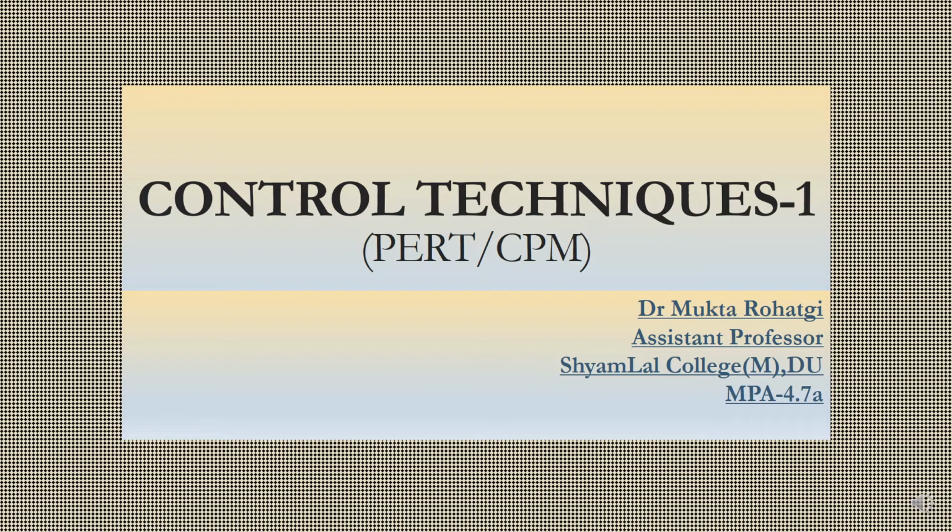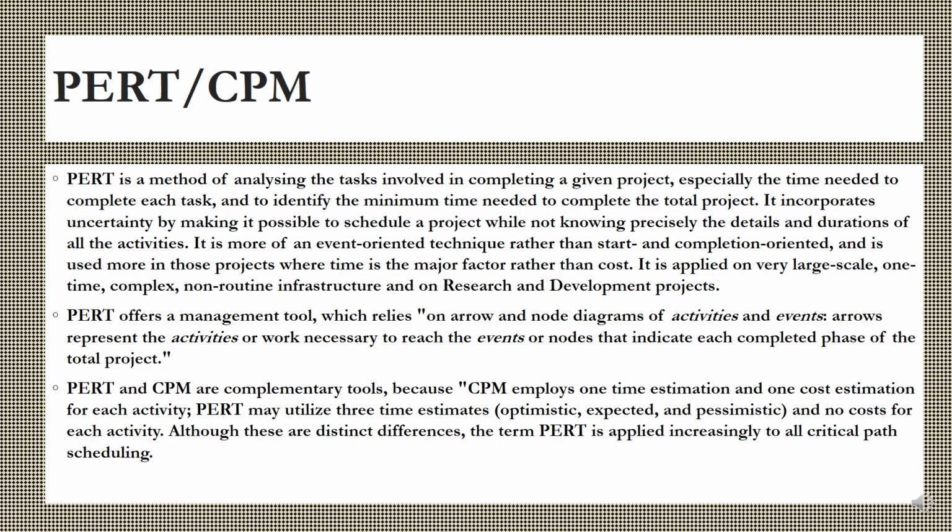Today we are going to discuss control techniques, and in those, the first ones are PERT and CPM: Project Evaluation and Review Technique, as well as Critical Path Method. Now, a few network techniques have been developed for effective planning and control of complex project works.